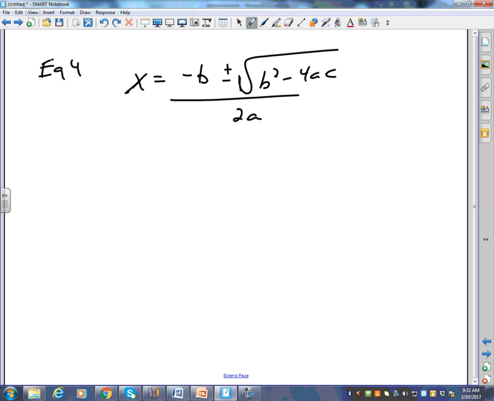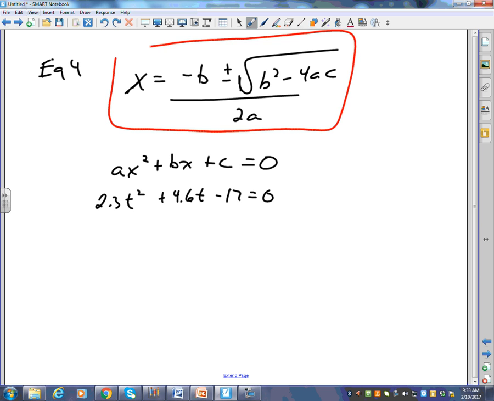Okay? Now, I've had a few people in the past that have never seen that before, so I just want to clarify what this is. That's when you have an expression like ax squared plus bx plus c equals 0, and you're solving for x, right? In the physics world, it tends to be something like this: 2.3 t squared plus 4.6 t minus 17 is equal to 0. And you have to solve for time. We're going to use it in those situations. Not for a few days, but I figured I'll throw it in here. Okay? You need to be familiar with that and be able to use it.